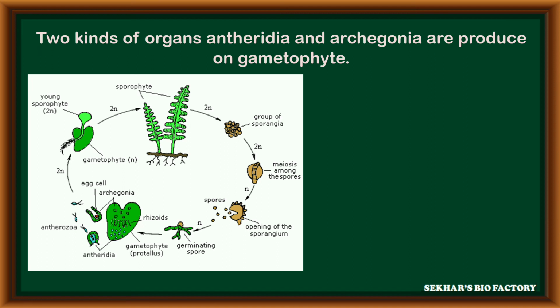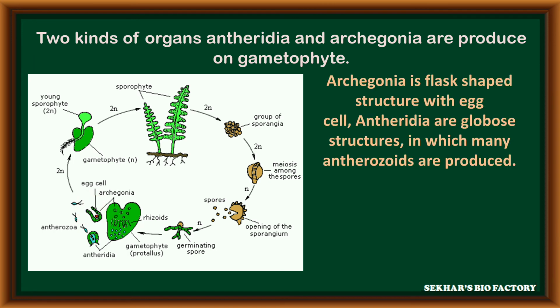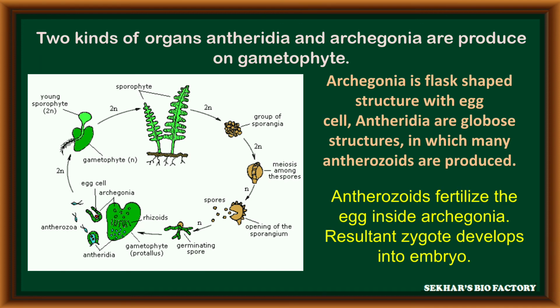Two kinds of organs, antheridium and archegonium, are produced on the gametophyte. The archegonium is a flask-shaped structure with an egg cell. The antheridium is a globose structure having motile antherozoids. The antherozoids fertilize the egg cell inside the archegonium. It results in the formation of a diploid zygote.